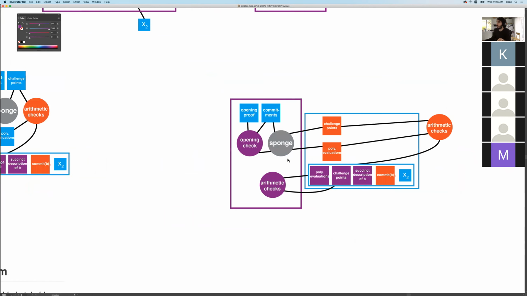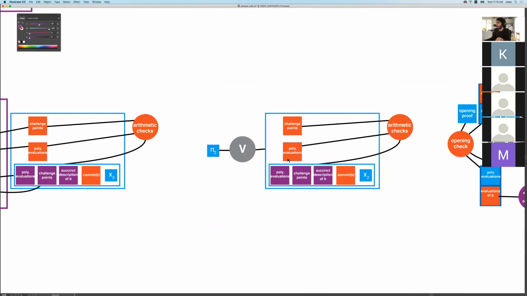Again, more recursion, blah, blah, blah.